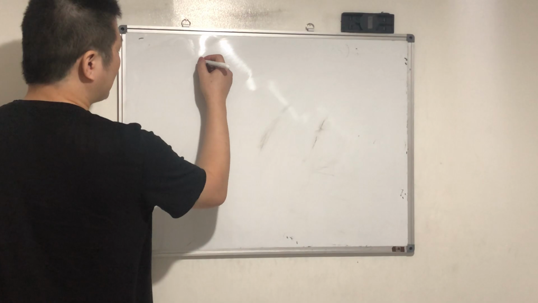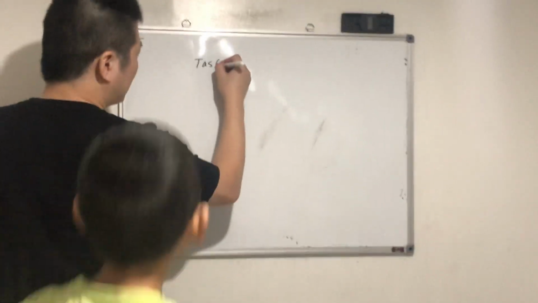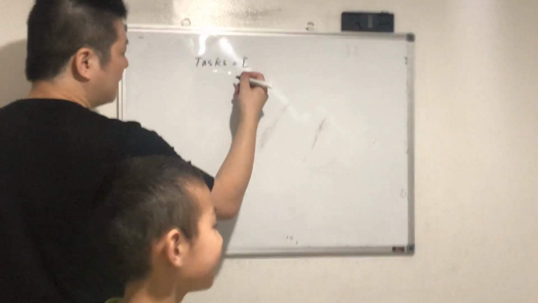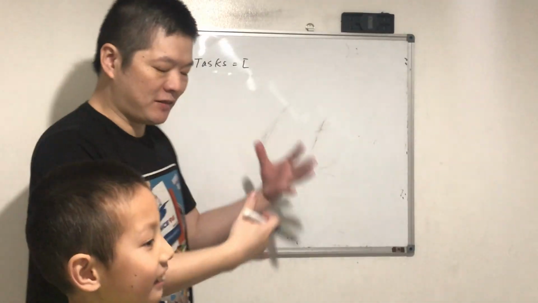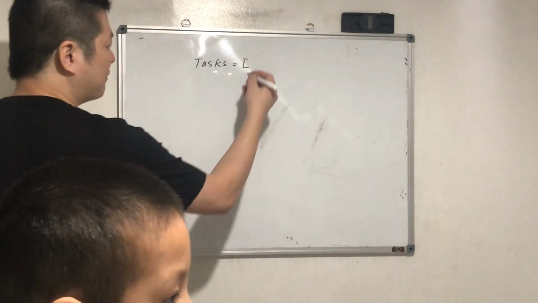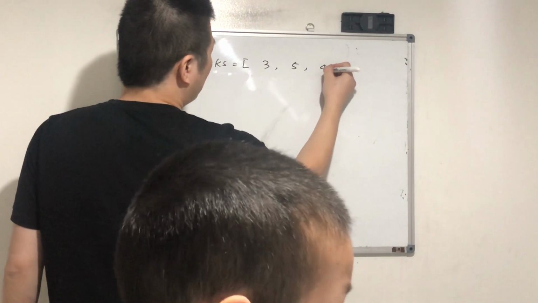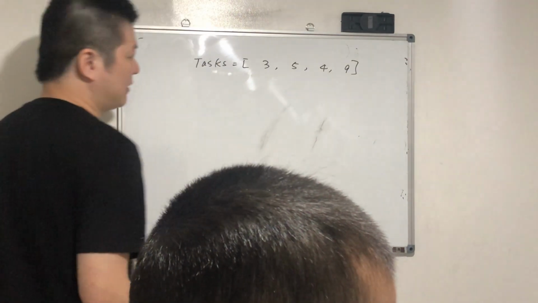So for example, like the task. The numbers mean the hours, or the efforts, you need to complete. For example, like 3, 5, 4, 9. For example, there are 4 tasks.